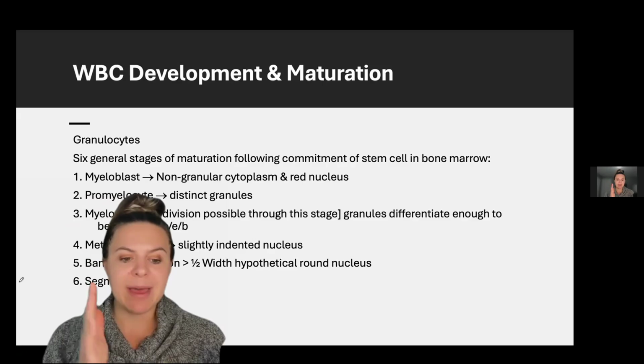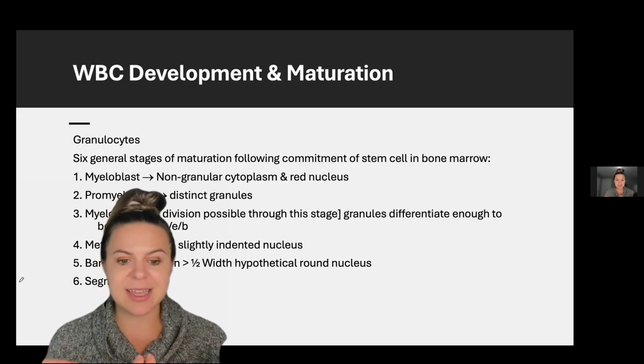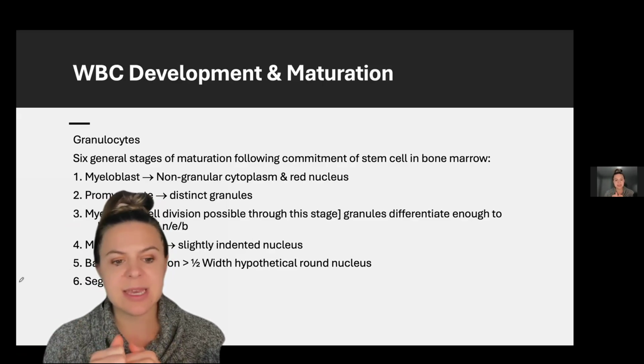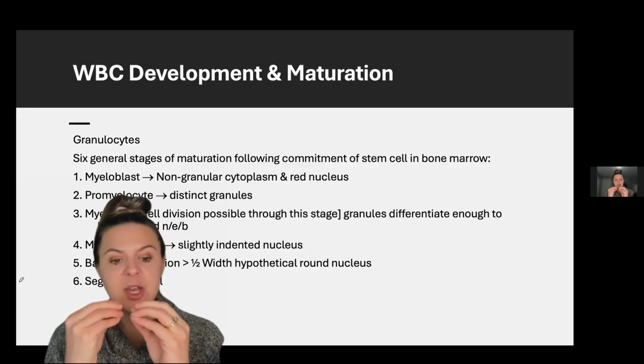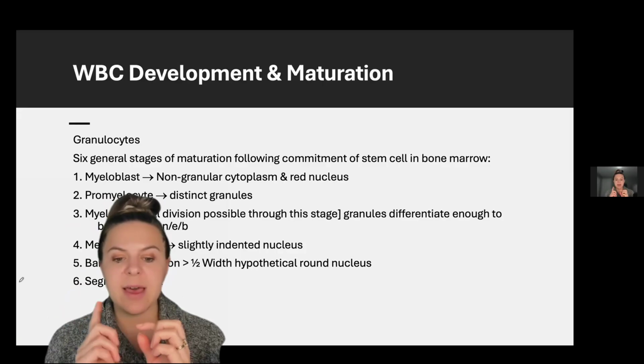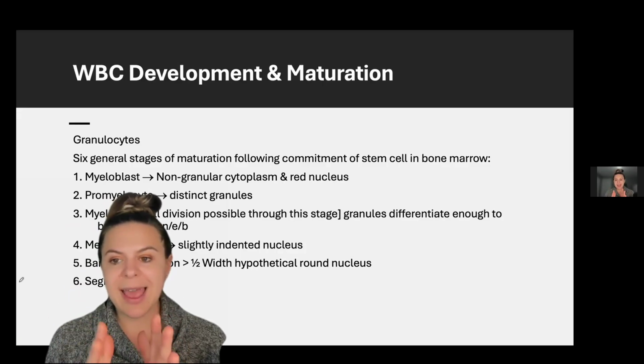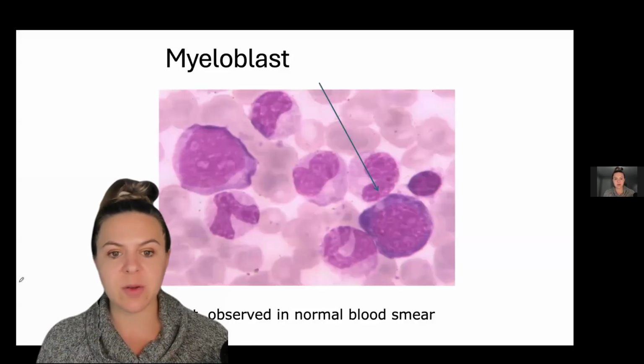Then once we become a metamyelocyte, there's no more cell division and we have a slightly indented nucleus. And then we move to a band cell. This is where we have indentation that's greater than half the width of the hypothetical round nucleus, and then a segmented cell, which is more of the adult form.